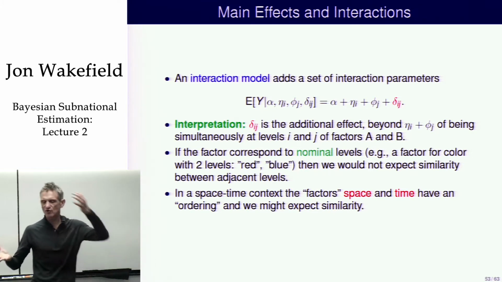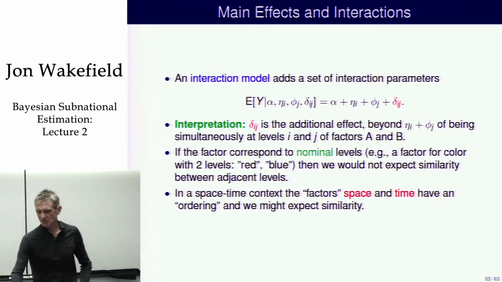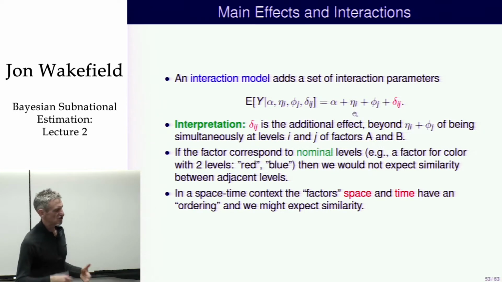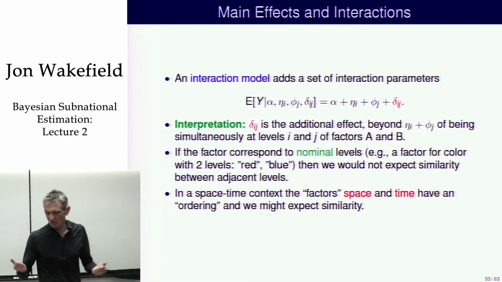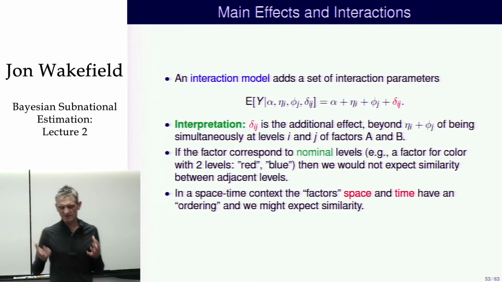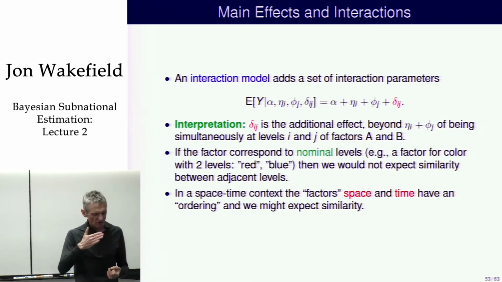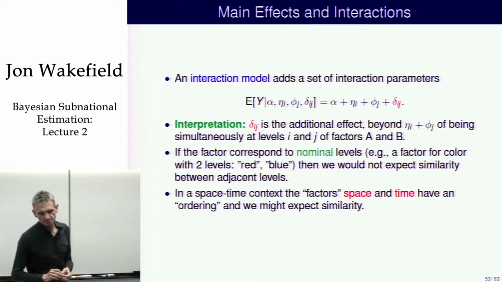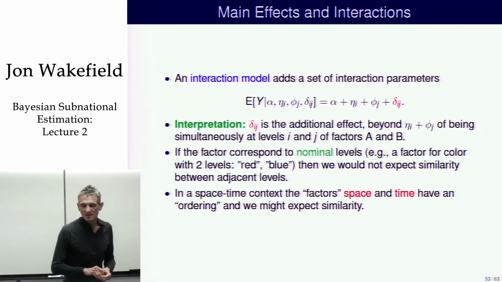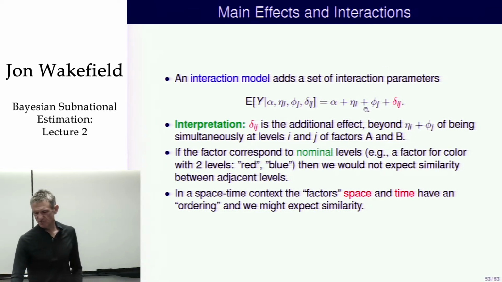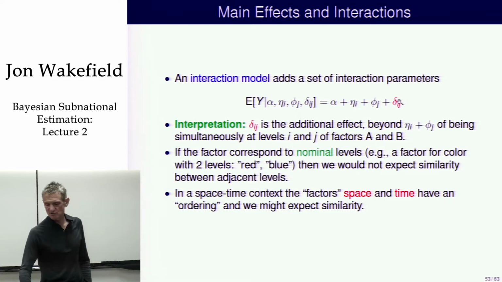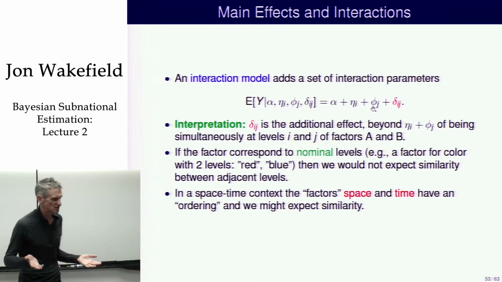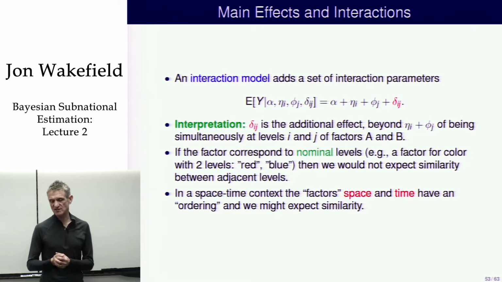If we're a Bayesian, we want to put a prior on these parameters. If factors A and B are just nominal things like color or gender, which have no natural ordering, then we might be content to put a prior which doesn't relate levels of the factors to each other. But if we have something like space or time, then we would expect some kind of smoothness. If I represents space and J represents time, then we might expect smoothness over space and time, and we might expect the interactions to be smooth as well.